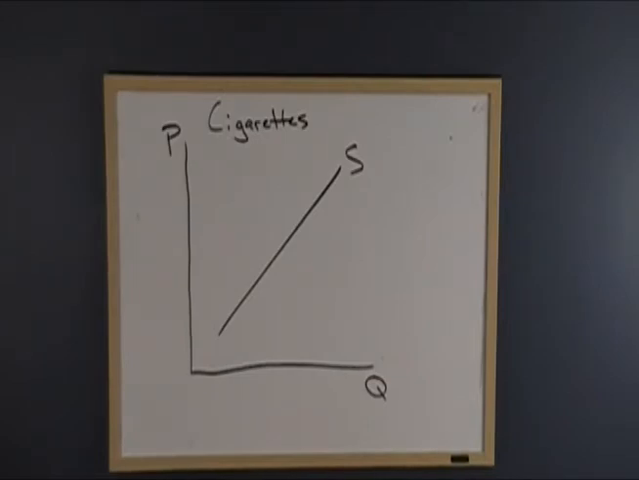Therefore, what happens to the supply curve? As costs increase, supply decreases or shifts to the left. That means at any given price, firms are going to supply a smaller quantity of cigarettes.